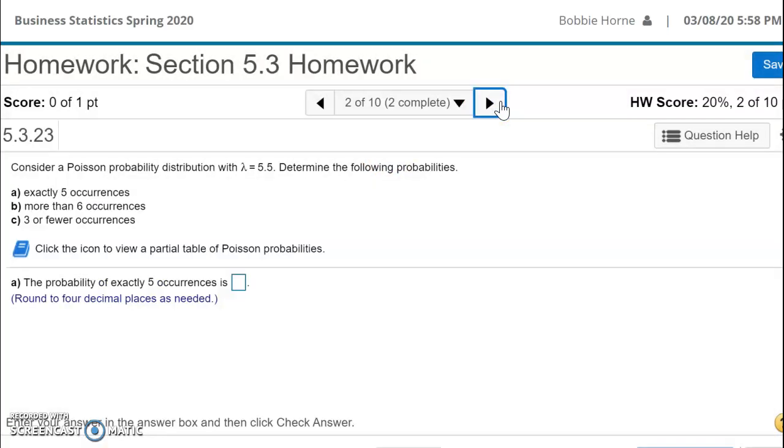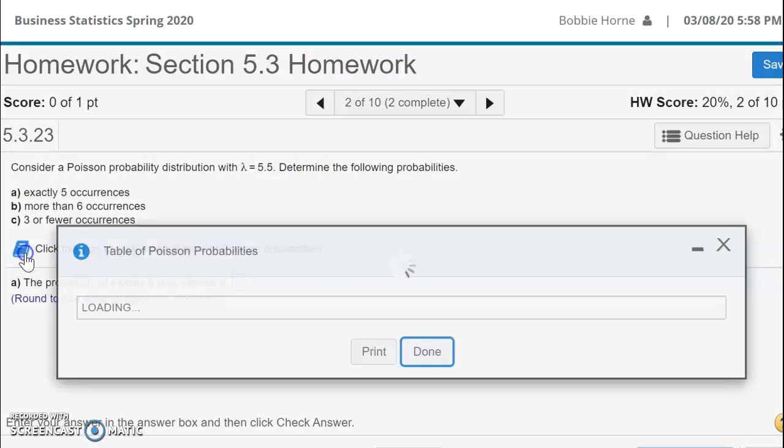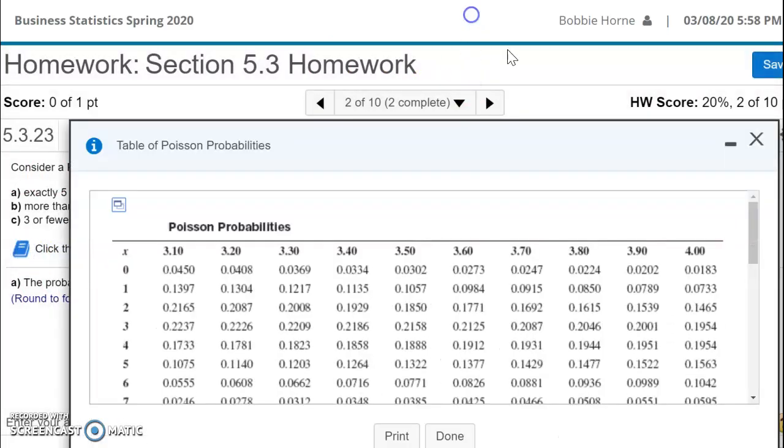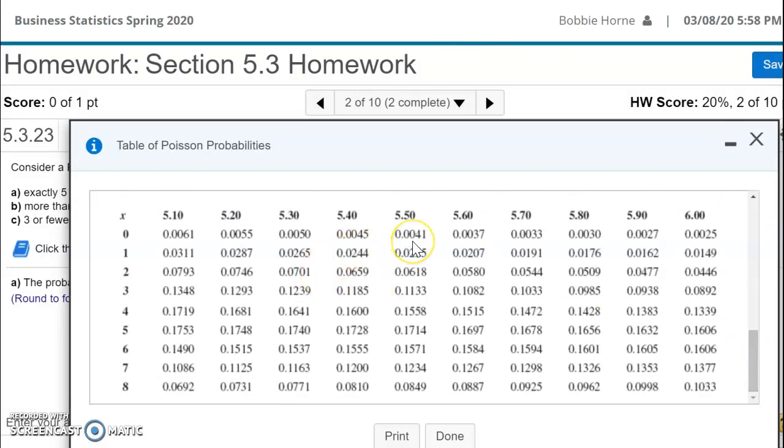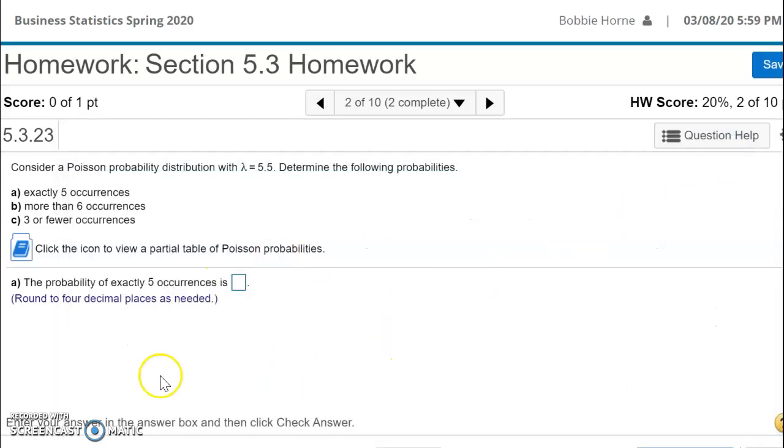So for the next one, the probability of exactly 5 occurrences, we know the mean is 5.5. So if we find 5.5 on here, exactly 5 occurrences would be 0.1714.